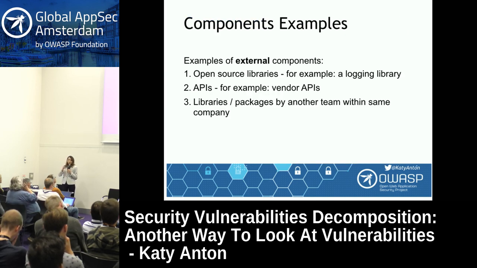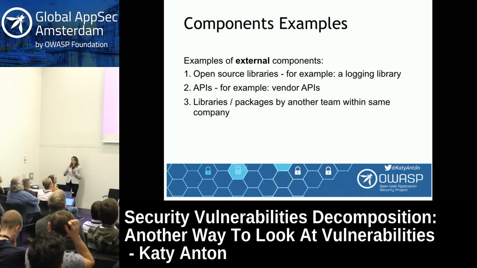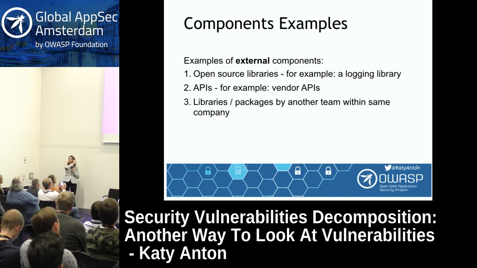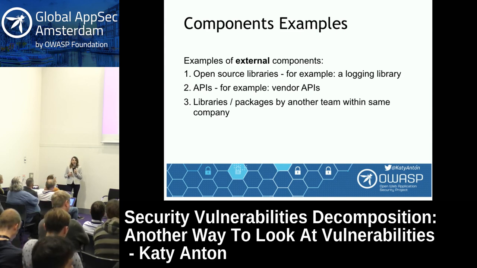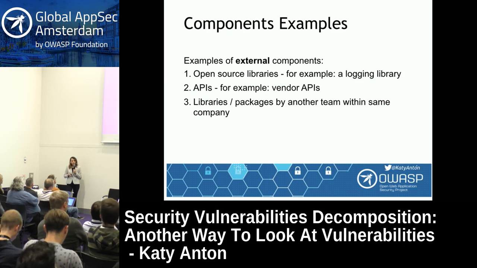And that's what we should all aim to do when bringing in external libraries. So I'm going to take three examples of this scenario, of these three components. One of them is an open source library, like a logging library, which is something a developer would almost every time bring in. Another example is a vendor API, because again, these are external components.